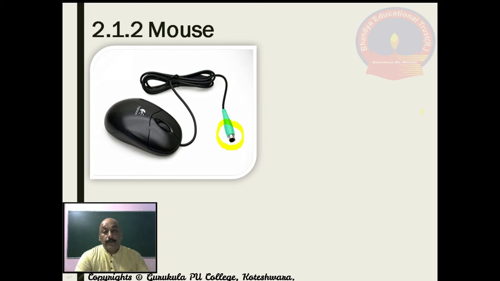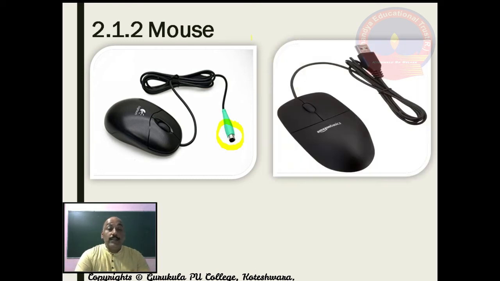Okay, PS value this one. And this is USB port. See here, this is port usage. This is USB port. Whereas here, this point, the mouse, both are same. Maybe the company is different. This is Amazon Basics, this is Logitech. But both are the same. So let me go to the next one.